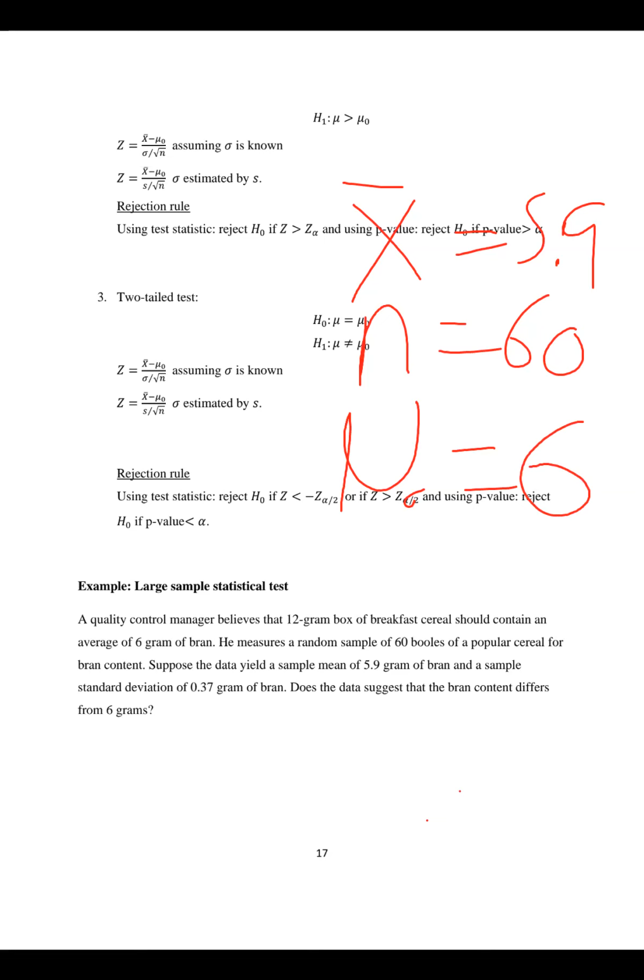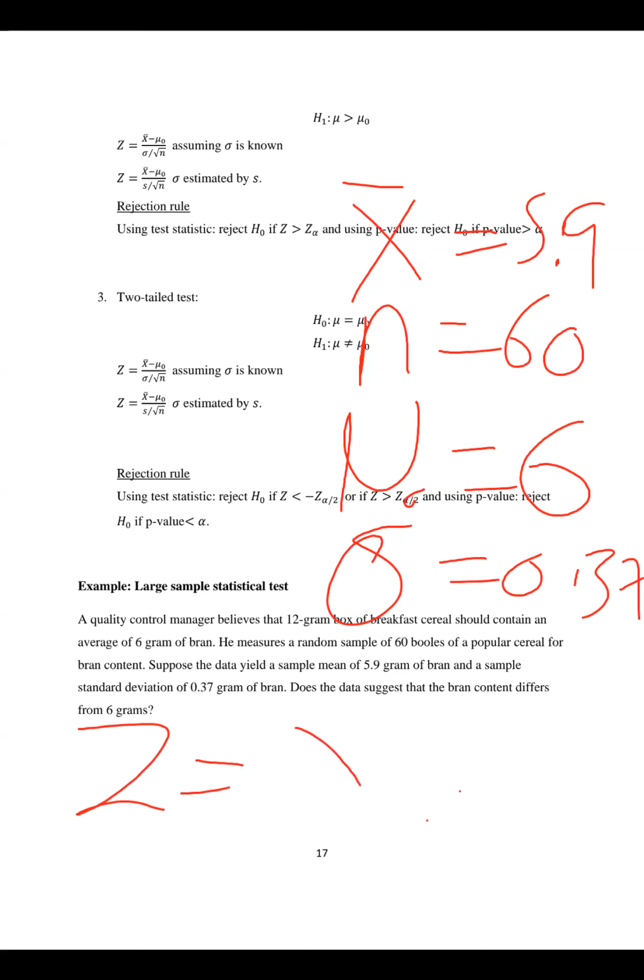Then from here, what you need is the standard deviation. Our standard deviation is what? Our standard deviation is given in the question, 0.37. And once you have your standard deviation, you can now proceed to computing the Z-statistic. How do you compute the Z-statistic? It is X bar minus mu, all over the standard deviation divided by the square root of the sample size.